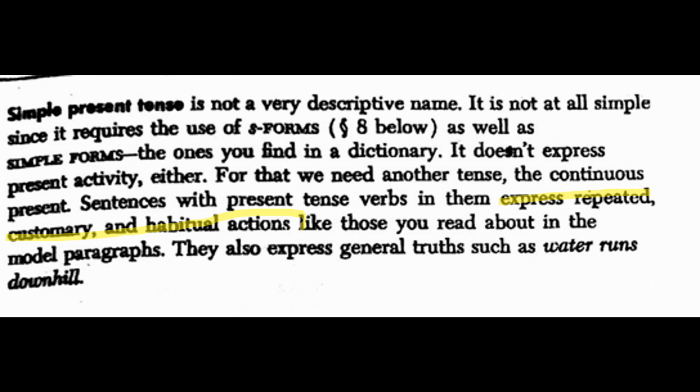What people are used to do, what people are used to have, what people are used to be. Like water runs downhill. So water is the subject. Runs is the main verb with the S form, third person singular S. Downhill is the complement, which is a place. So note that we added S to the main verb because the subject is singular, water. So it, water, it runs downhill. So it is something that happens every day. Water runs downhill.